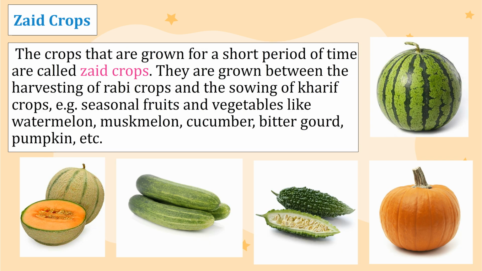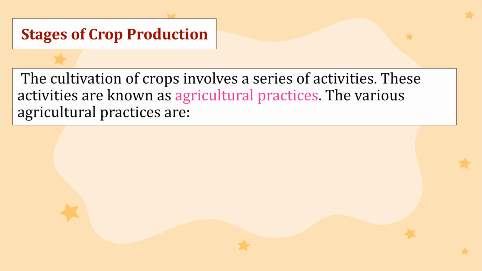Zaid crops. The crops that are grown for a short period of time are called Zaid crops. They are grown between the harvesting of Rabi crops and the sowing of Kharif crops. Examples: seasonal fruits and vegetables like watermelon, muskmelon, cucumber, bitter gourd, pumpkin, etc.